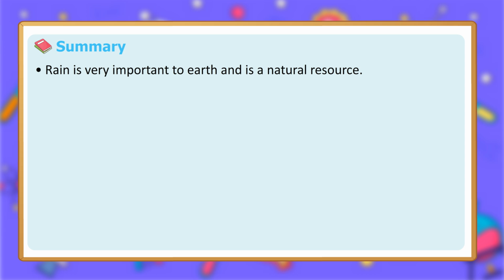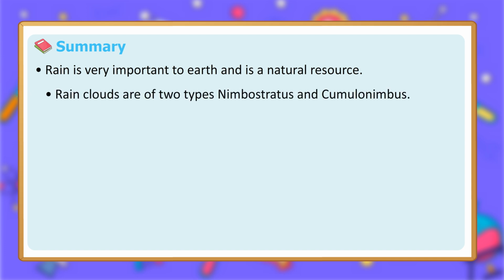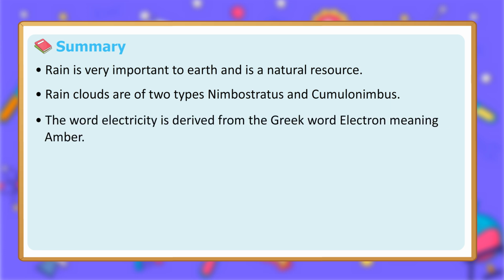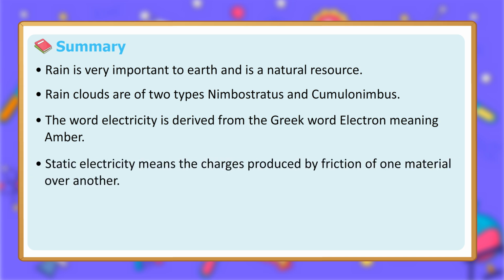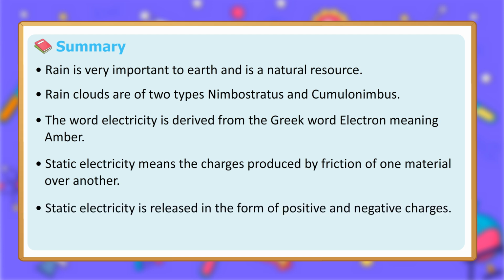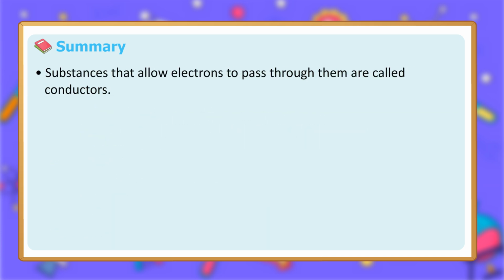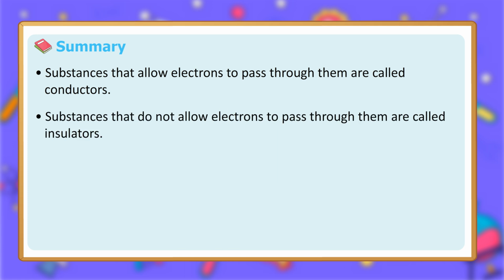Summary. Rain is very important to Earth and is a natural resource. Rain clouds are of two types, nimbostratus and cumulonimbus. The word electricity is derived from the Greek word electron meaning amber. Static electricity means the charges produced by friction of one material over another. Static electricity is released in the form of positive and negative charges. Like charges repel and unlike charges attract each other. Substances that allow electrons to pass through them are called conductors.